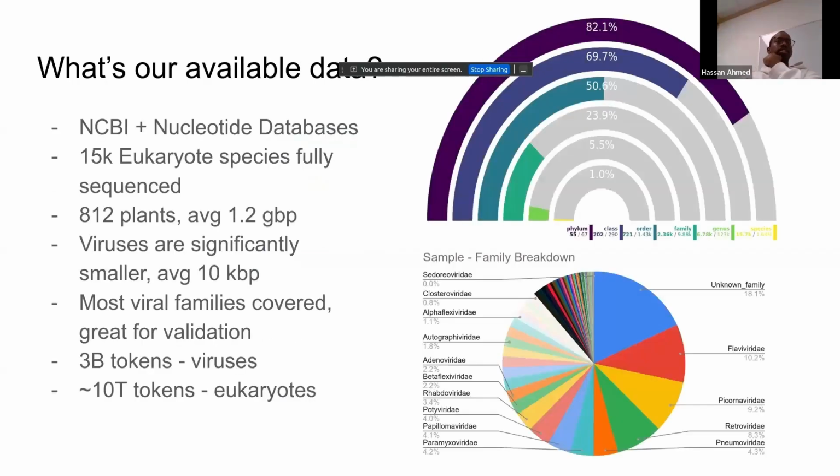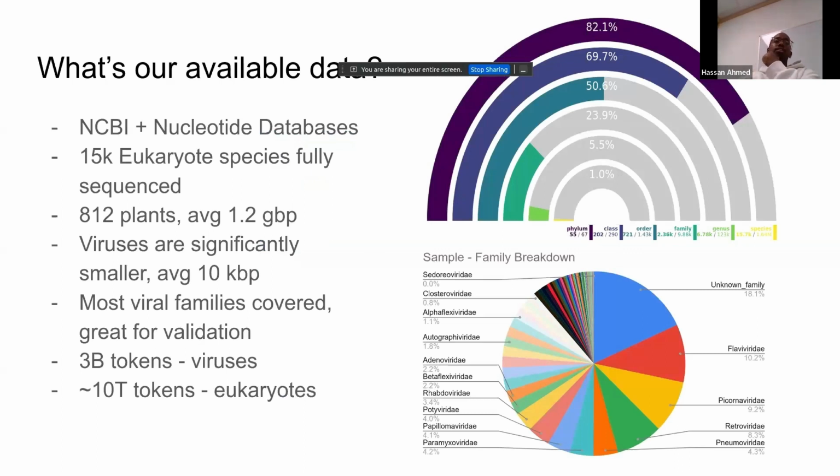So what's our available data? We've got the NCBI plus the nucleotide databases. So there are a bunch. There's the European, the Japanese, and I think the Chinese have another database. All of these are publicly accessible. They all have the sequences as well as the family that they come from, species name, etc. For plants, the average base length is 1.2 billion. For viruses, it's significantly less. It's 10,000 base pairs on average.